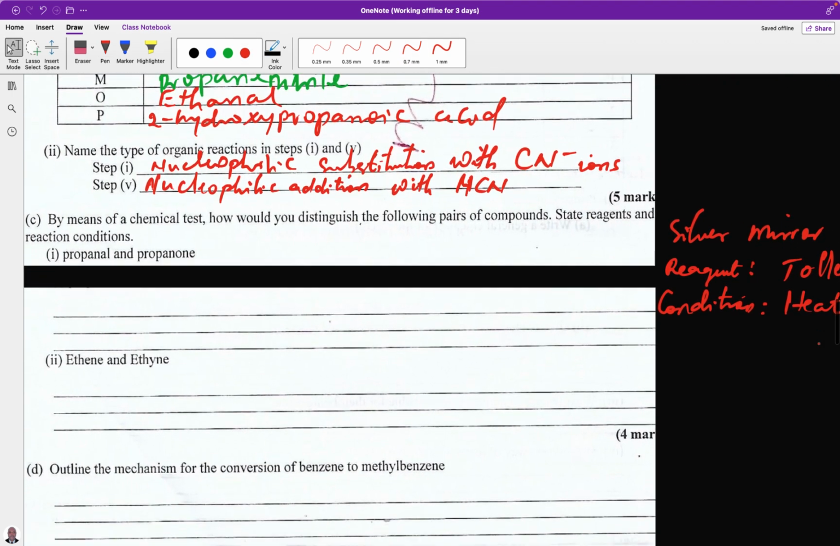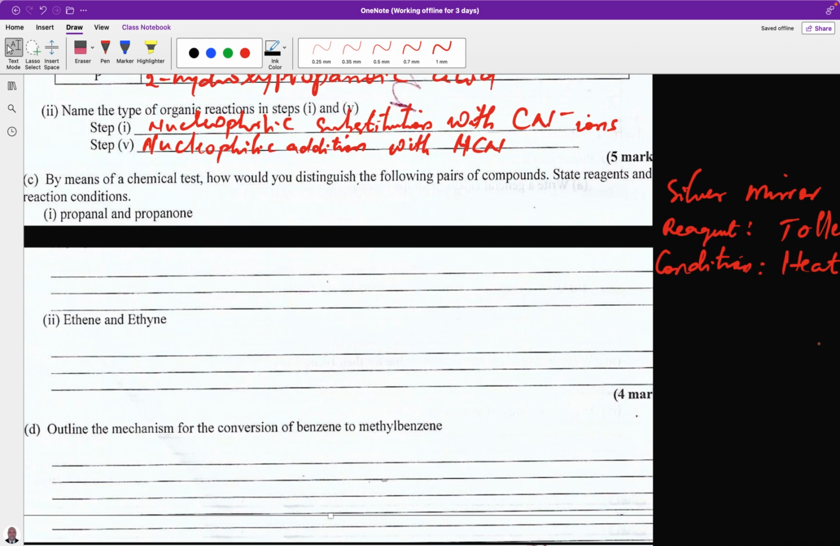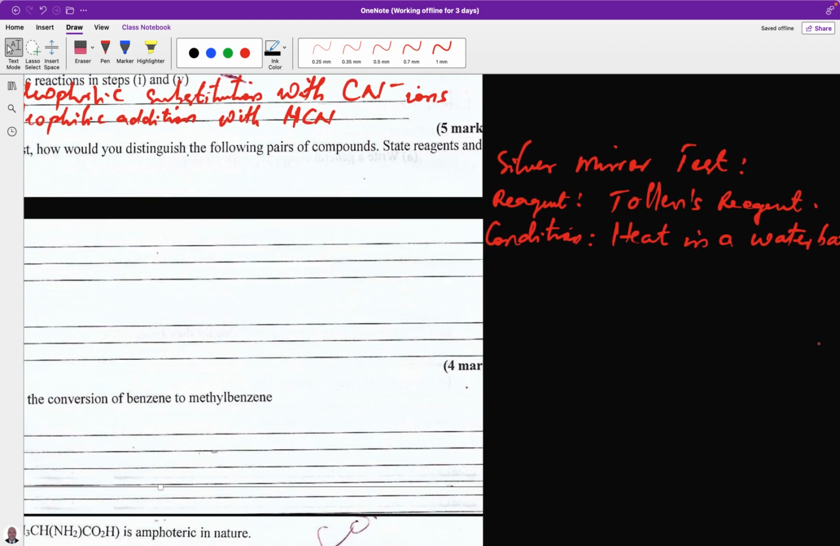Now, in describing it, you can say with propanal, after warming the mixture, a silver mirror is formed on the inside of the test tube. There are two test tubes. Test tube A contains propanal, and test tube B contains propanone. With propanal, after heating the reaction mixture, a silver mirror is formed on the inside of the test tube, indicating that propanal is oxidized to propanoic acid and silver is reduced. It's a simple thing, but with propanone, there is no reaction. That's all.